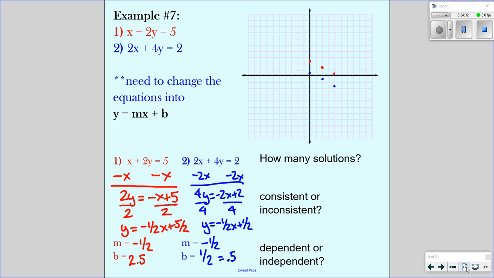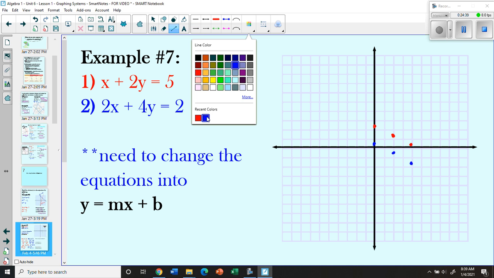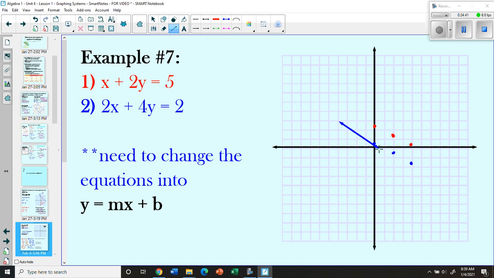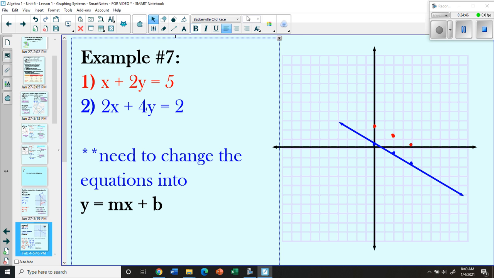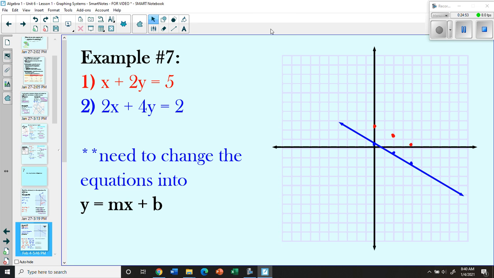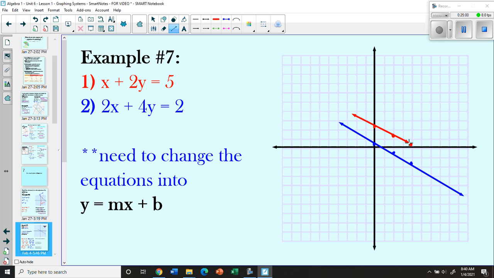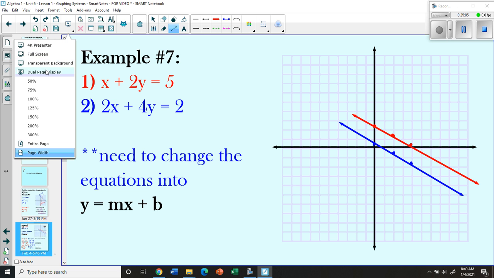All right, so I'm going to go back to the screen and go to my line. I'm going to use the blue just to show the parallel lines, and then red. Oh, what am I doing? Go back to that. Make sure I have the color red. All right, and then go back to the full screen.